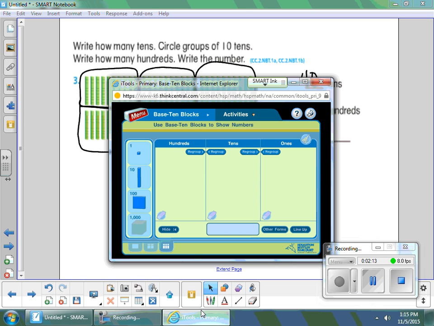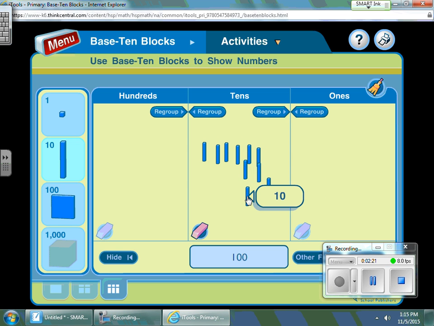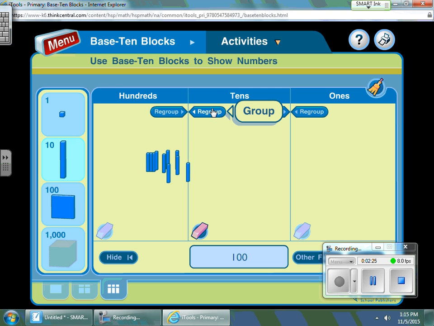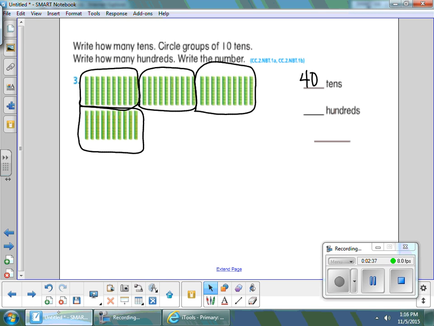Let's look here and remember what happens when we have 10 tens. 10 tens there. If we regroup these, they squish together and form 100. Okay? 100 is the same as 10 tens. So we have to remember that visual. So here we have our groups of 10 tens.